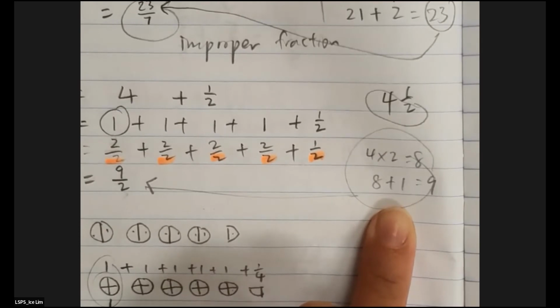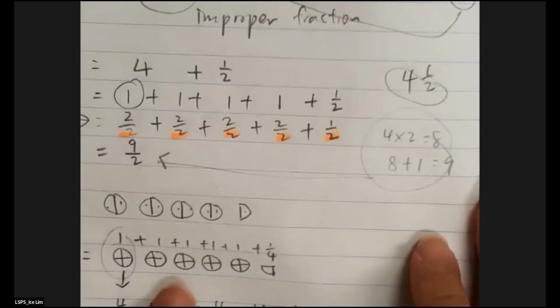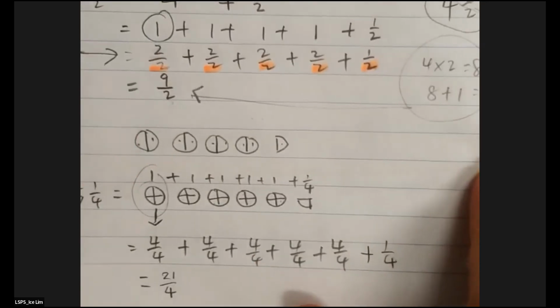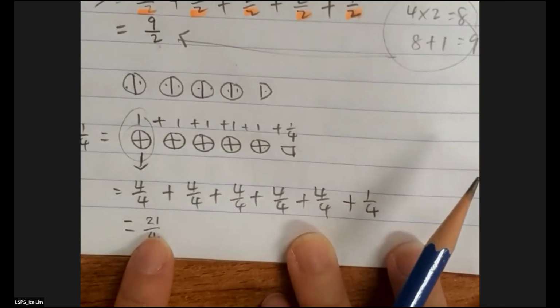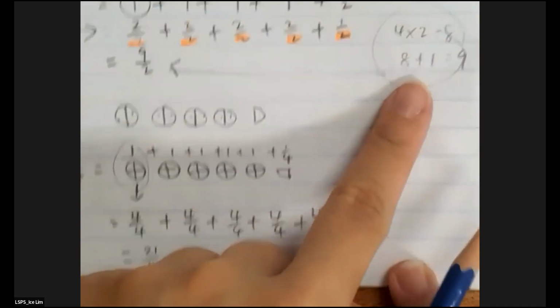Understand? If you don't understand the shortcut method, don't do it now. Go with the drawings if you feel that they help you. Go with the long-winded steps if you think that you understand better. But in the long run, when you reach primary 5, it will be helpful to know the shortcut method. Because like this one.